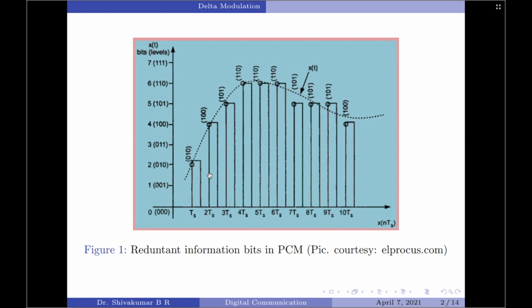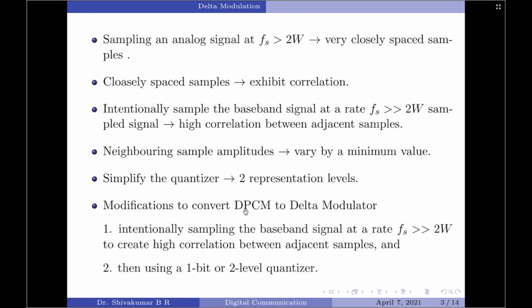Now, when we have only 1-bit variation between any two samples, then it is possible to simplify the quantizer to one that has only two representation levels, rather than L representation levels as seen in either DPCM or in the PCM technique. So, the modifications that are required to convert a DPCM system into a delta modulator are as follows: the first one is intentionally sampling the baseband signal at a rate Fs much greater than the Nyquist rate, that is 2W. This will create very high correlation between adjacent samples.